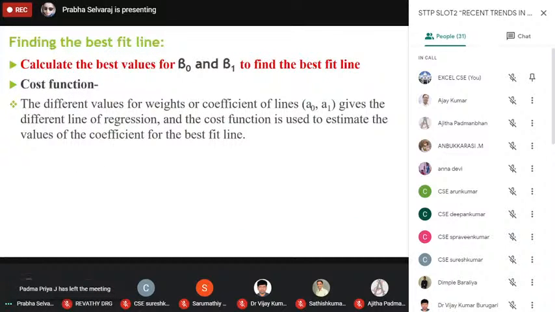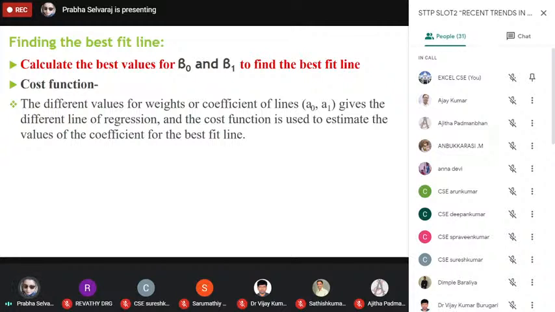Now, our aim is to calculate the best value for beta naught and beta 1. In case of simple, you have beta naught and beta 1, and in case of multiple, you have beta naught, beta 1, beta 2, etc. It goes on. We calculate the best values for beta naught and beta 1, because x and y are available in the data set. The only thing you have to find is beta naught and beta 1 to find the best fitting line. How to find it?